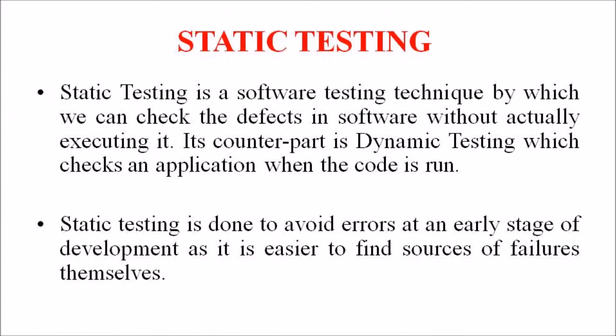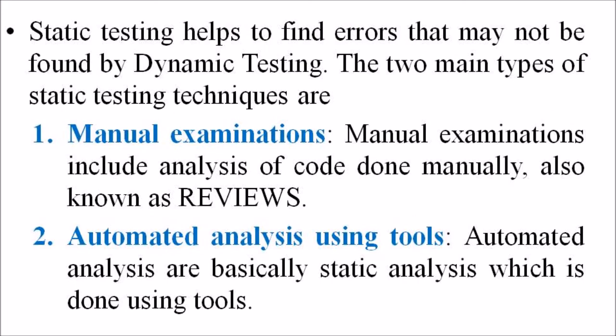So dear students, in this lecture we have discussed static testing. Static testing is a software testing technique by which we can check the defects in software without actually executing the program. Its counterpart is dynamic testing, which checks an application when the code is run, and static testing is done to avoid errors at an early stage of development, as it is easier to find the source of failures themselves. And the different types of static testing methods are manual testing as well as automated analysis using different tools. So my dear students, hope you have understood this topic.